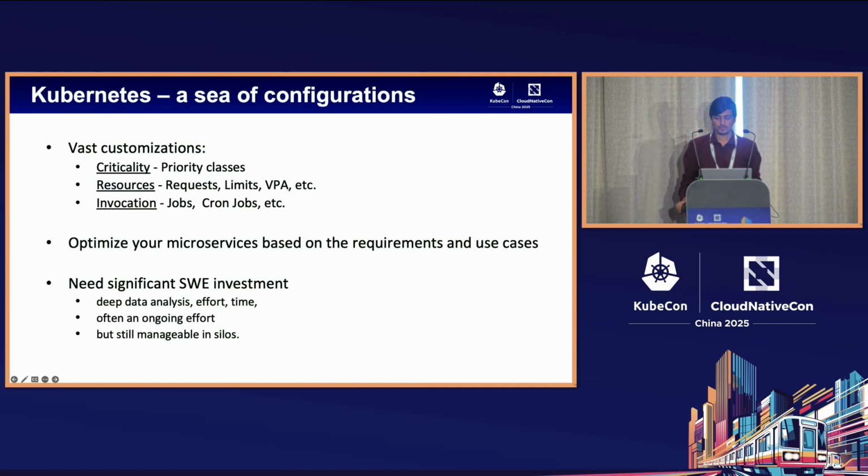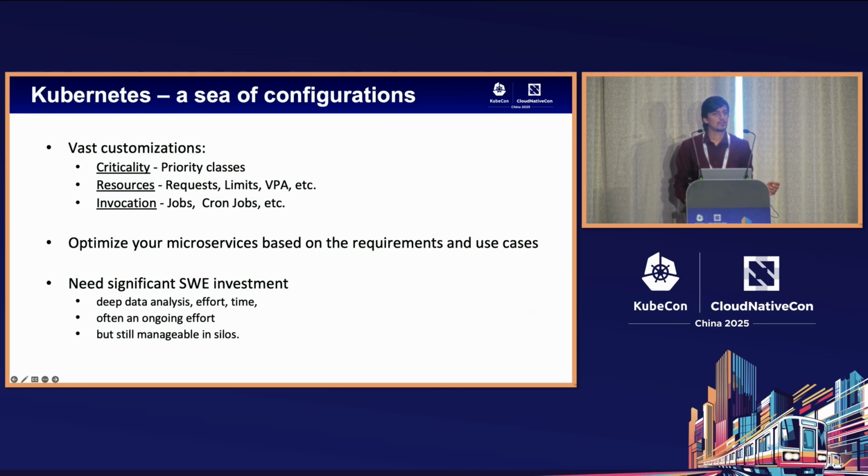So, as we know, Kubernetes provides several configuration constructs like limits, priority classes, jobs, cron jobs, etc. The idea is that the developers can optimize their infrastructure with these constructs based on the requirements or the uses that they may have.